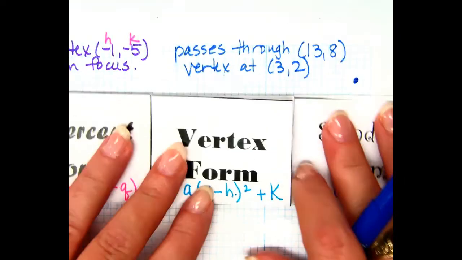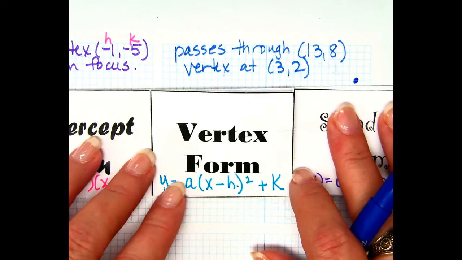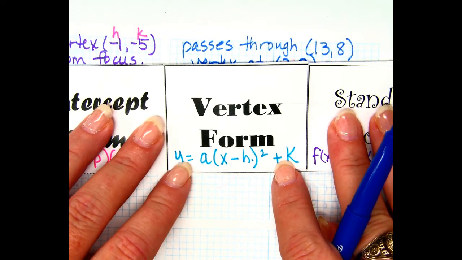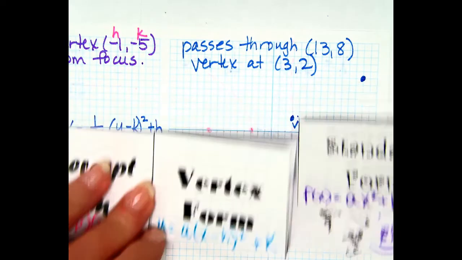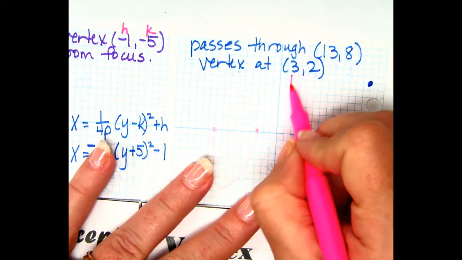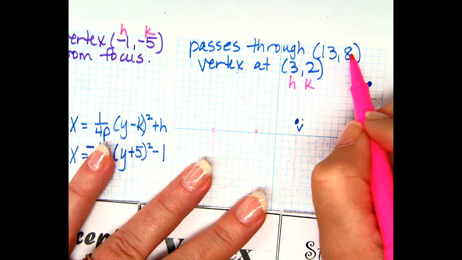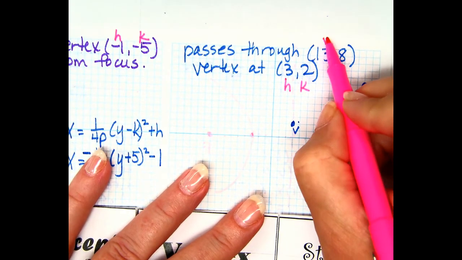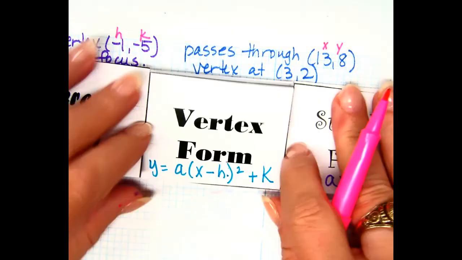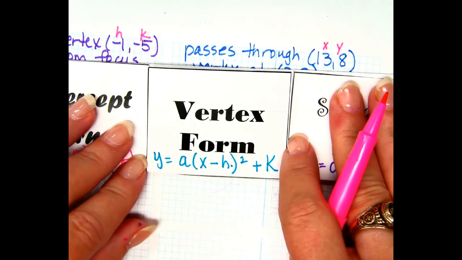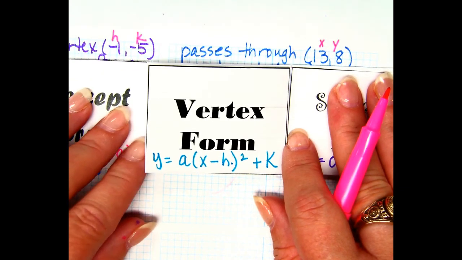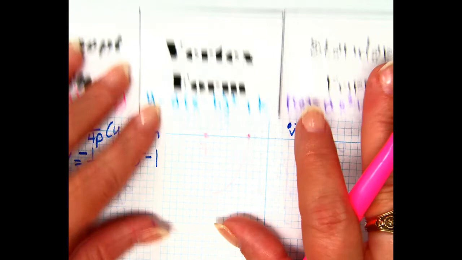Well, what do I know? I know a vertex, so maybe this one, vertex form. So this time, what I know is H, K, and what's this? Isn't that X and Y? So if I'm looking at vertex form, what do I not know? I don't know A. That's what I got to find, right? Okay.